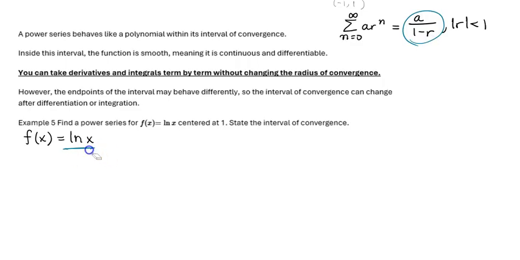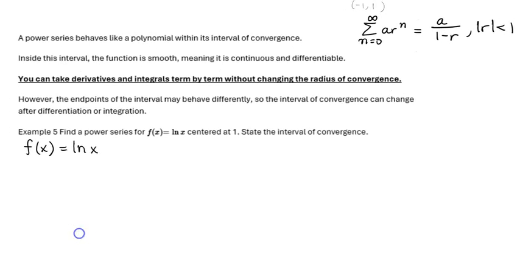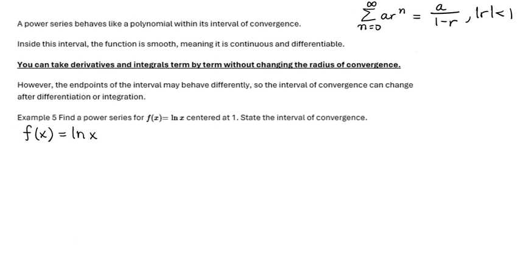But obviously, natural log of x is not rational. So we're going to have to use a different approach to be able to retrofit our function to a rational function to be able to form a power series. And how we're going to do that is using this information that's written above that tells us that a power series behaves like a polynomial.